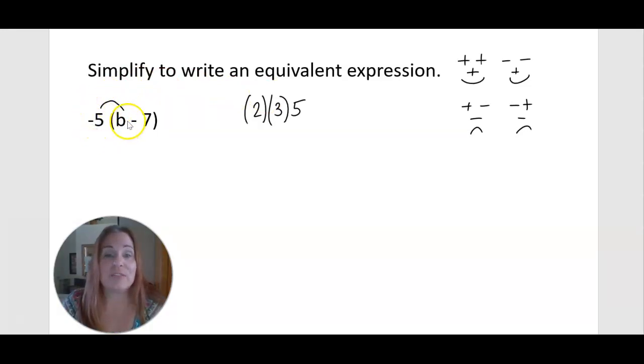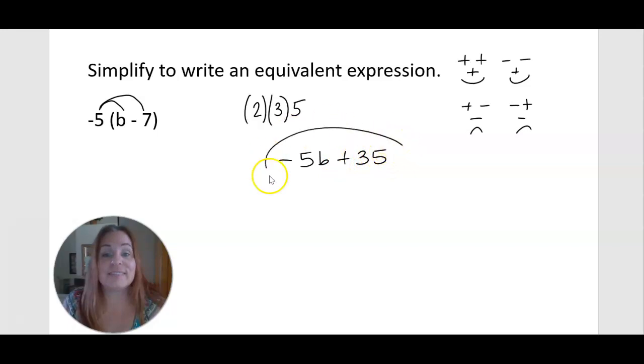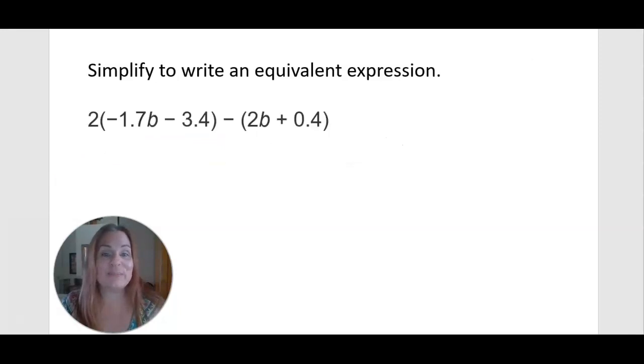So -5 times b, it's a negative times a positive, so it's -5b. And then -5 times -7, negative times a negative is a positive, so it's plus 35. That's it. That's all I can do here. That's my final answer. I can't combine these because they're not like terms. One has a variable, the other one is a constant.